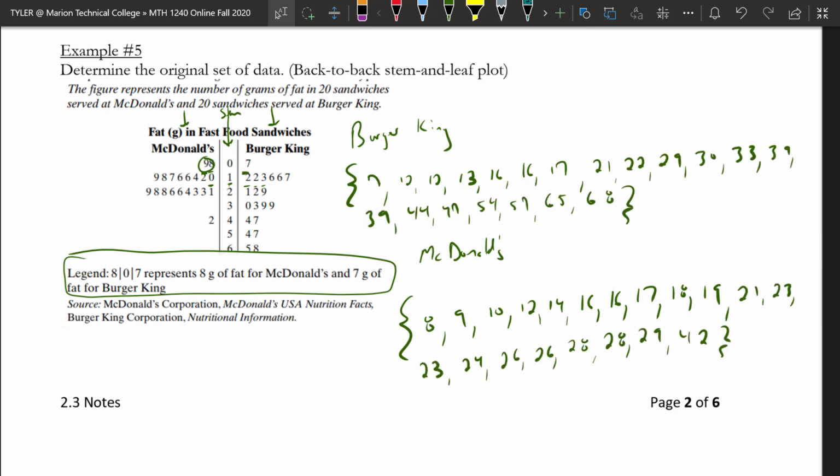Alright, so you can check yourself with the Burger King and McDonald's original data set, and that's what you should get for those solutions, right? So now you should be able to make sense of a back-to-back stem and leaf plot.